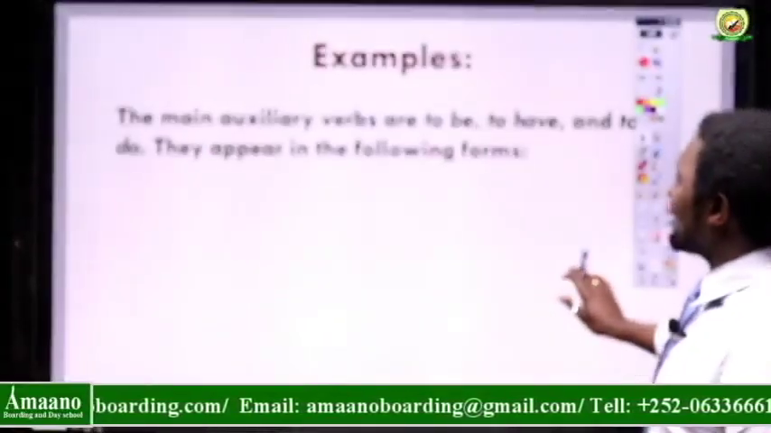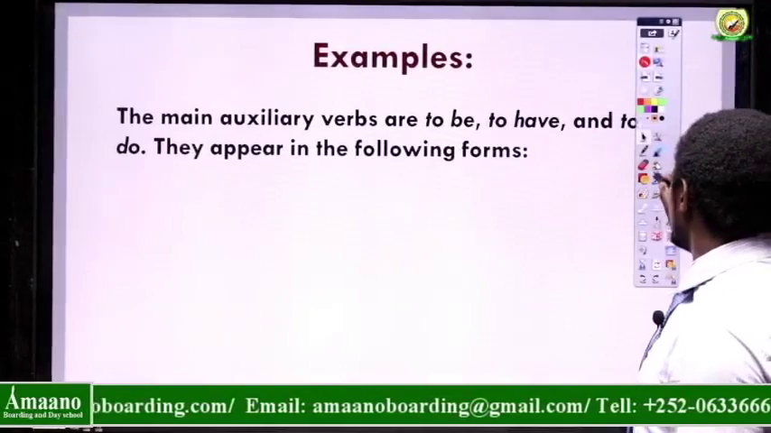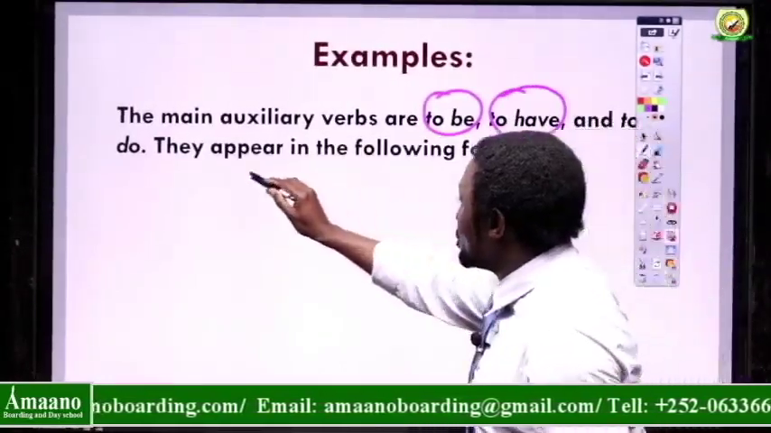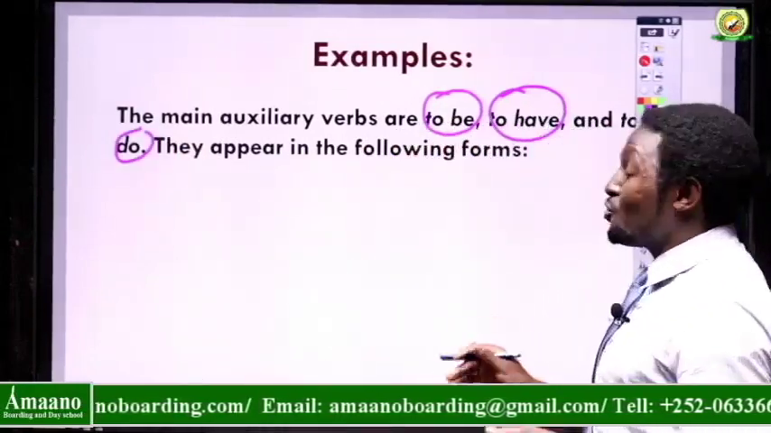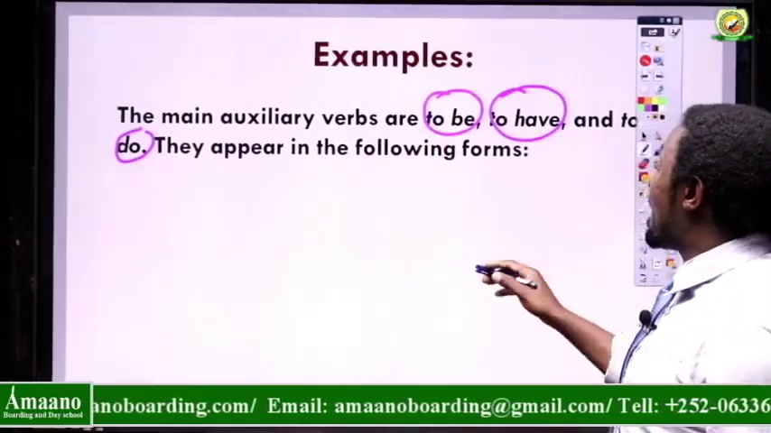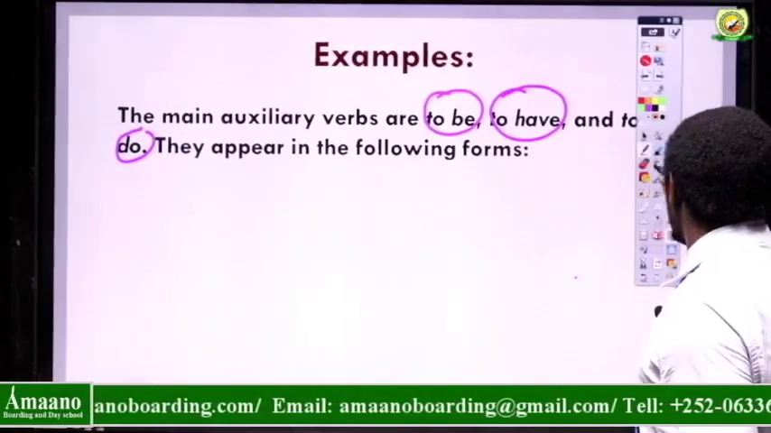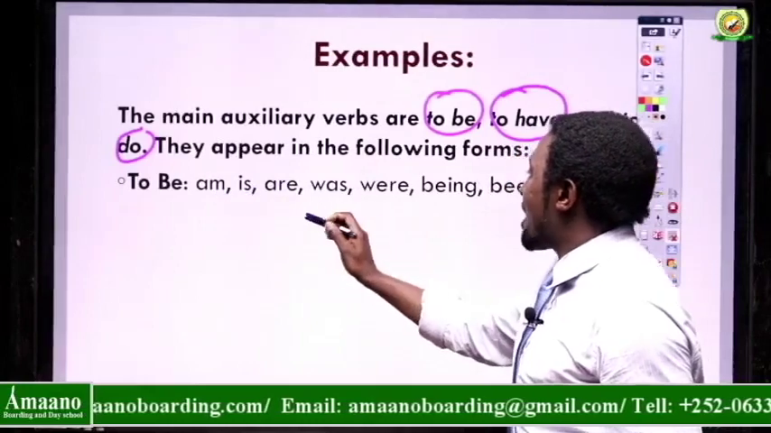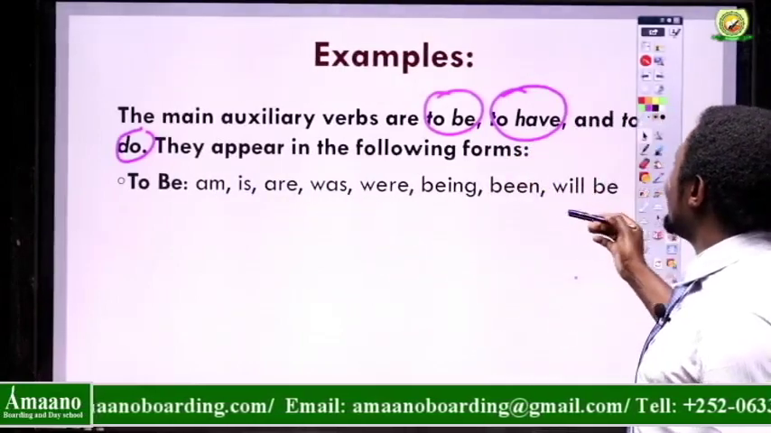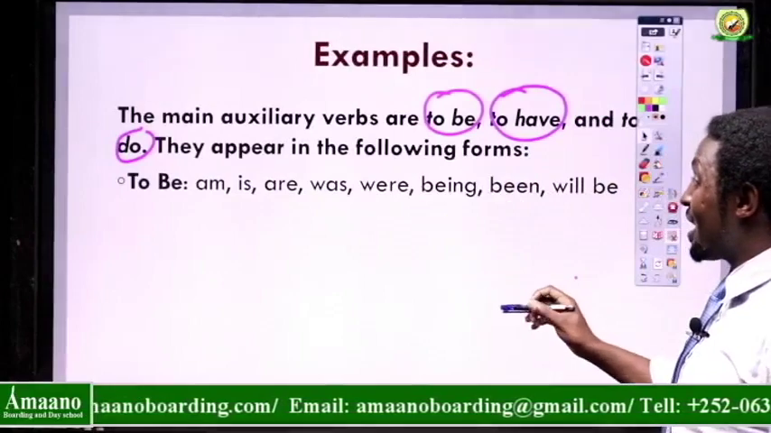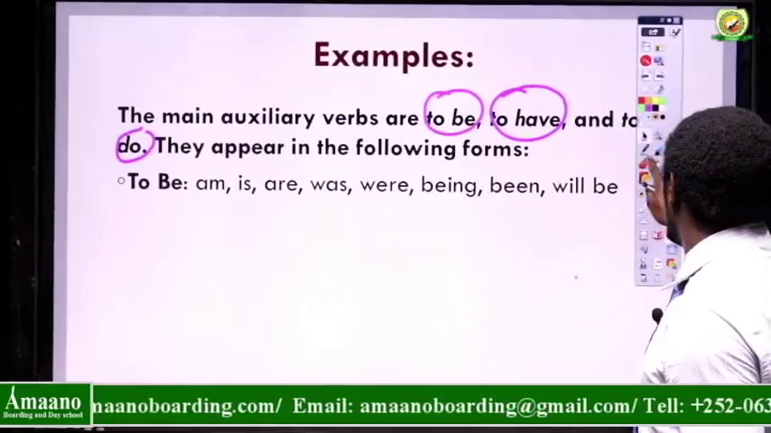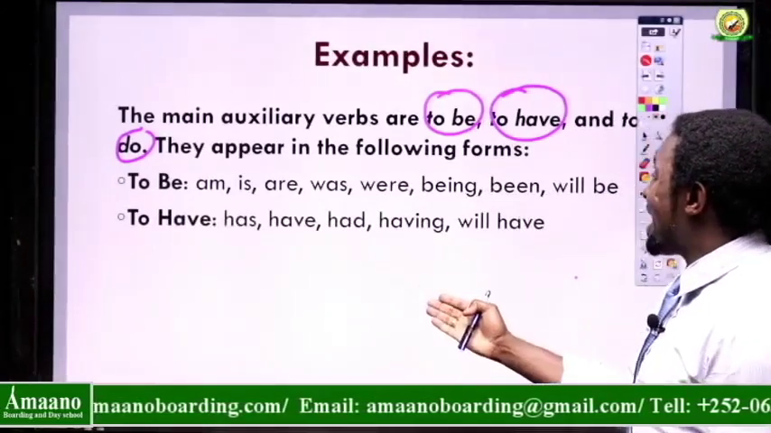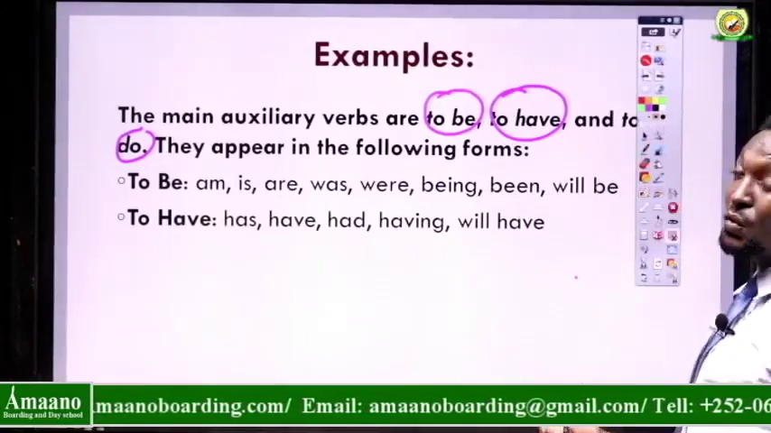Examples. Now, the main auxiliary verbs are to be, to have, and to do. Okay? To be, to have, and to do. They appear in the following forms. To be: am, is, are, was, were, being, been, will be. Those are the to be auxiliary verbs. Then to have: have, has, had, having, will have.